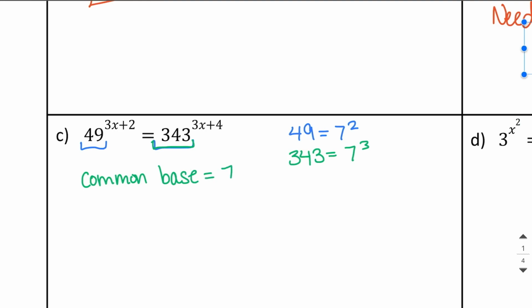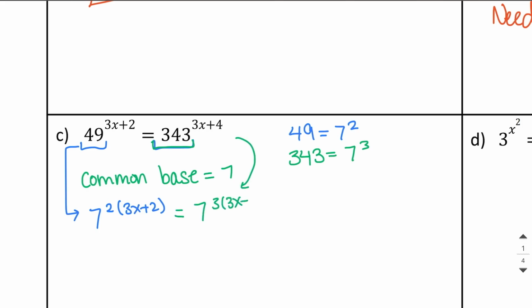So now when I rewrite this right here, this would become 7 to the power of 2, and then that's going to be raised to the power of 3x plus 2 right here. I just keep that exponent right here. And then for this one right here, I end up getting 7 to the power of 3, and that's going to be raised to the exponent of 3x plus 4. And remember, when you have a power to a power, you have to multiply your exponents.